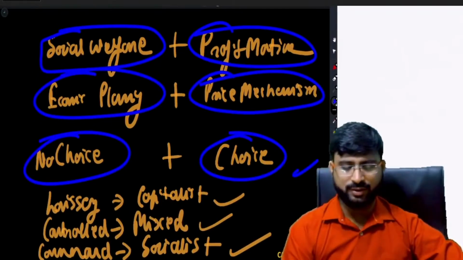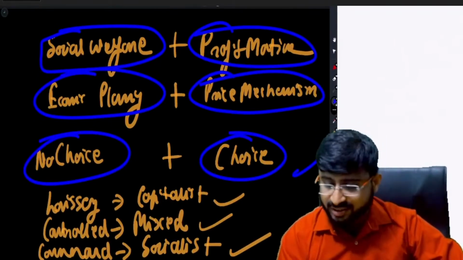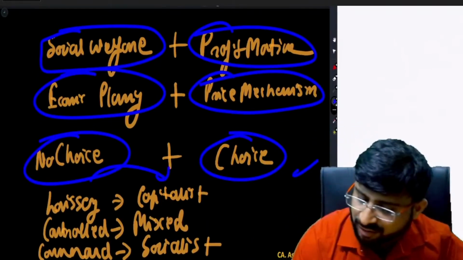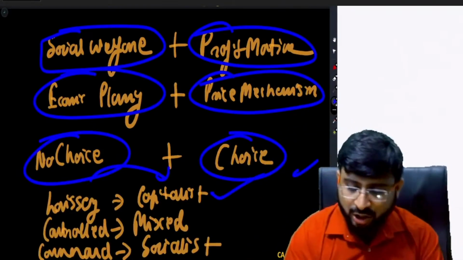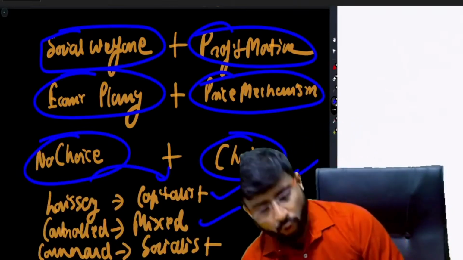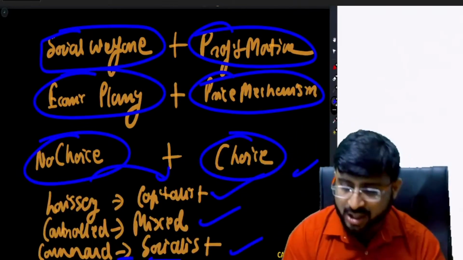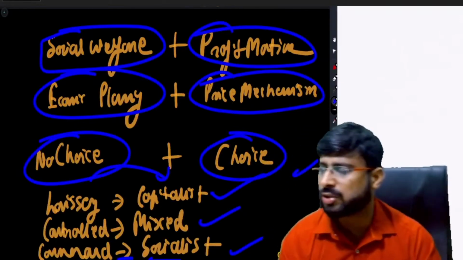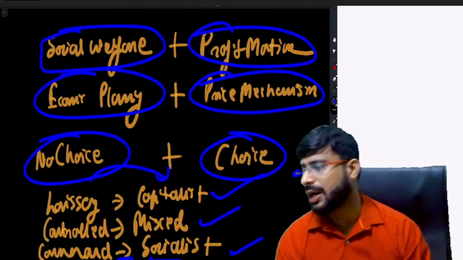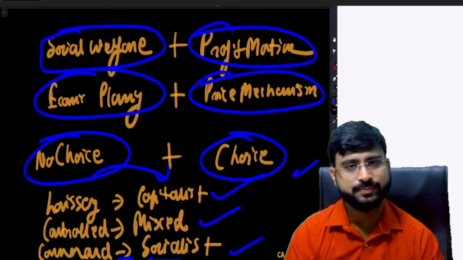So there it is, everyone. This is why, when we talk about laissez-faire, we call it capitalist economy. Laissez-faire is capitalist economy, controlled. Mixed economy is controlled economy. Socialist economy is command economy because here the government commands. Here, the government has the entire control and entire command in its hand.